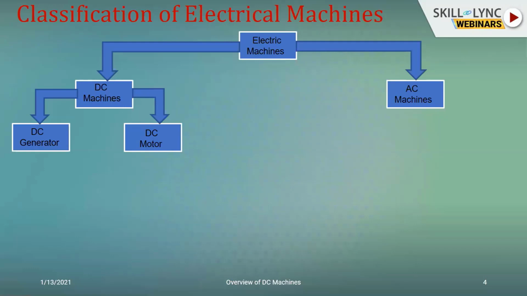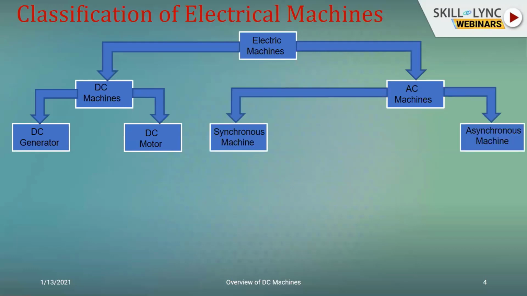And when it comes to AC machines, again, the input is no longer DC. So you will be talking of its classification in terms of the speed of operation. Does it match the excitation speed or the frequency? Then in such a case, it would be a synchronous machine. And if not, it would be known as an asynchronous machine.